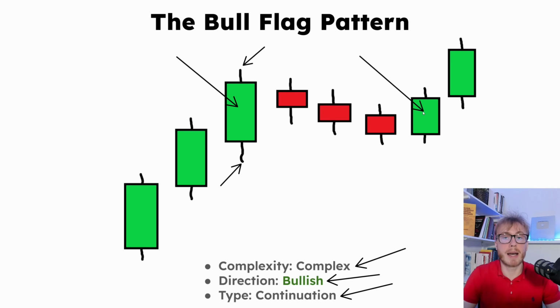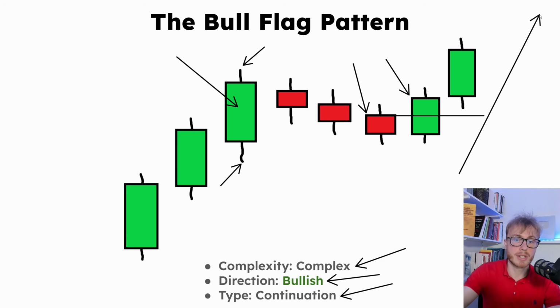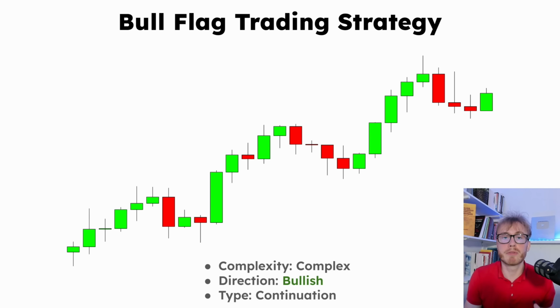The last candle of this pattern is a green candle, and we want this green candle to be at least medium size. Preferably, we want to see a strong green candle. But what we are looking out for here is that we want the green candle to close above the opening of the last candle in the pullback. So you can see the last candle opened right here, so we want the green candle to close above this point. And in this case, you can see that the green candle clearly closed above that point. After this, the pattern is confirmed and it indicates continuation to the upside. So now let's take a look at the bull flag trading strategy.